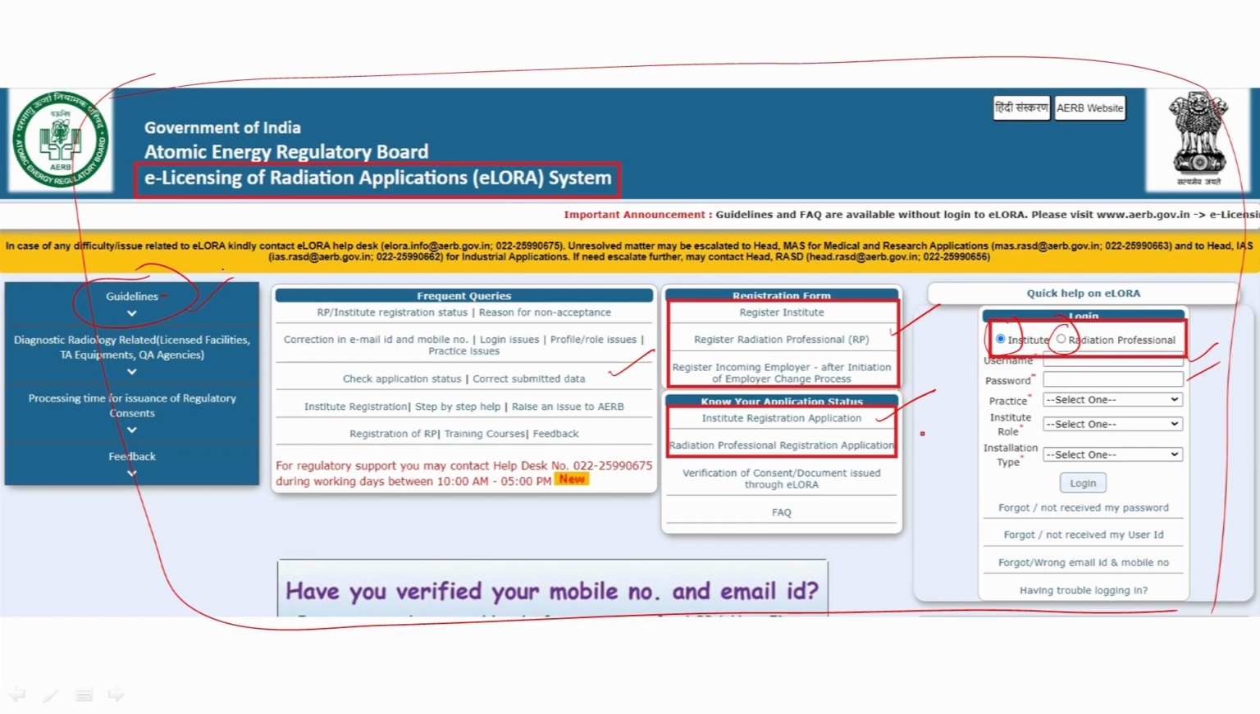So these applications, e-LORA, have simplified many things and decreased the time of the regulatory process and saved a lot of time for the institute and the radiation worker for safe practice.